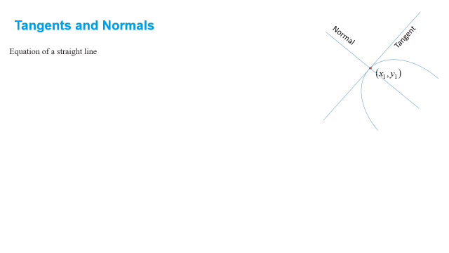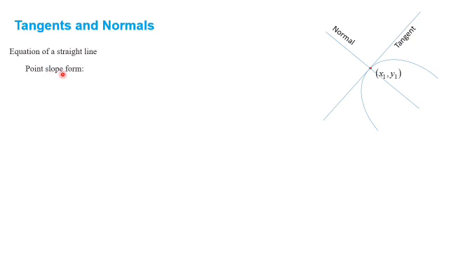Equation of a straight line. Two formulas we have learned in class 11. The first one is the point slope form, the equation of a line passing through a given point with a given slope. The given point here is (x1, y1), and the slope we usually represent by the letter m.